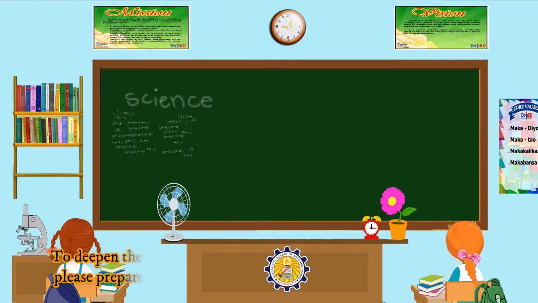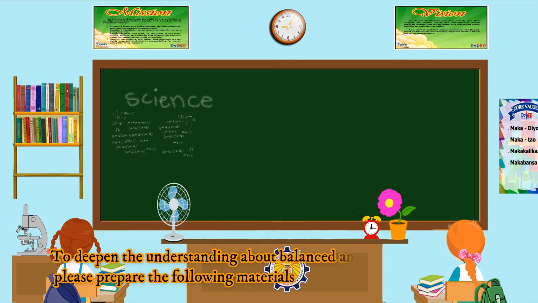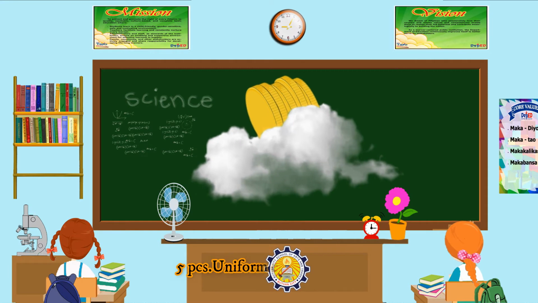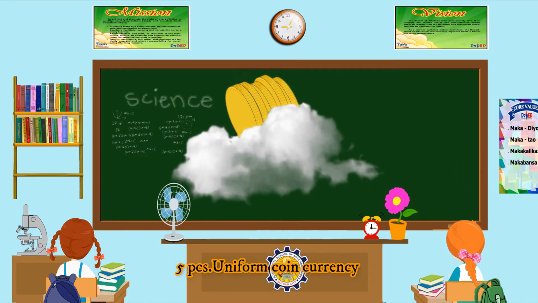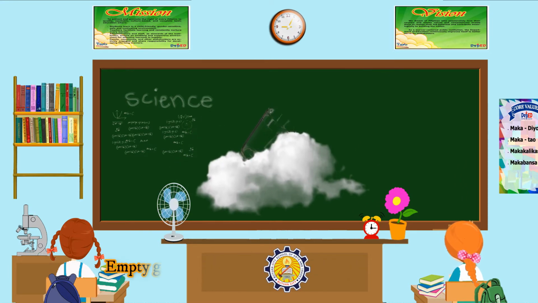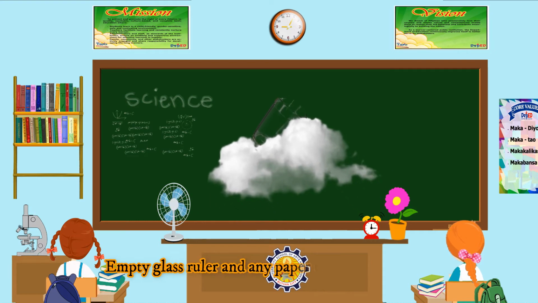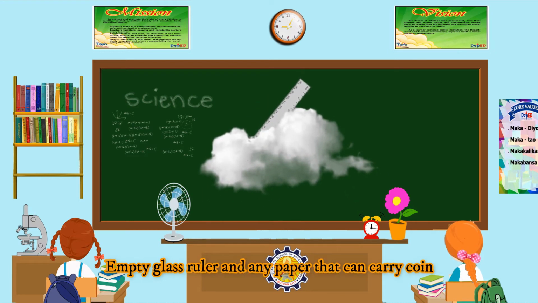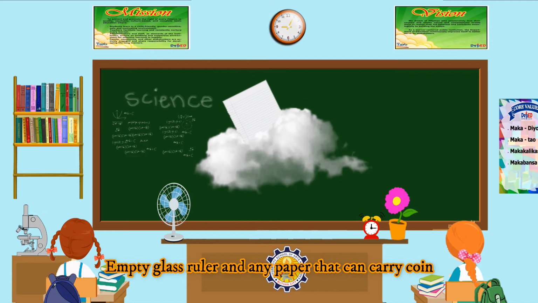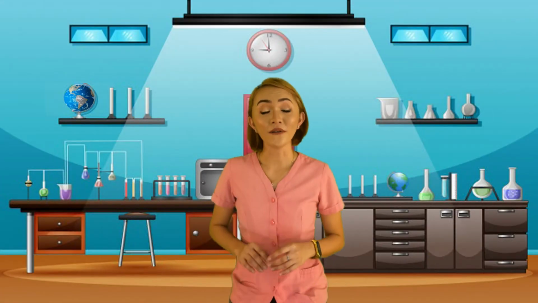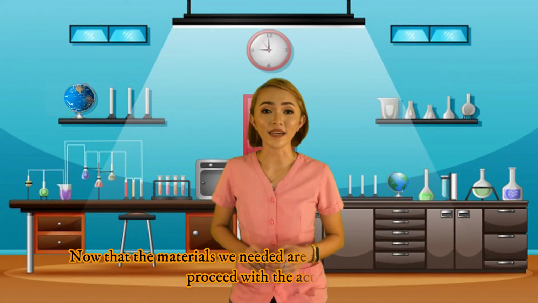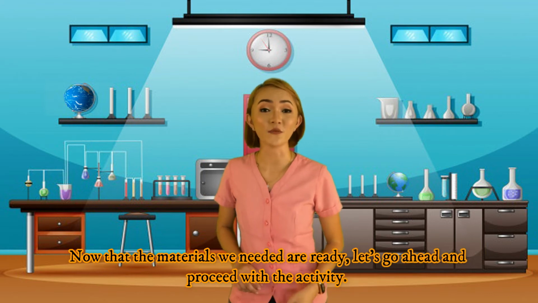To deepen the understanding about balanced and unbalanced forces, please prepare the following materials: 5 pieces of uniform coin currency, empty glass, ruler, and any paper that can carry coins. Now that the materials we needed are ready, let's go ahead and proceed with the activity.